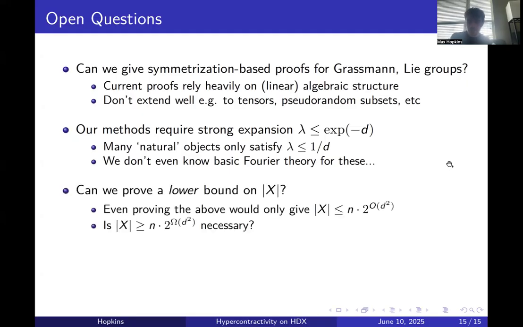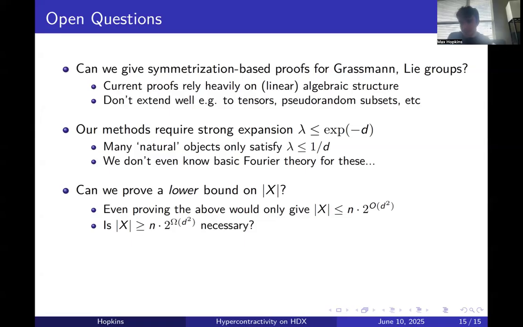Another natural question is whether we can prove lower bounds on the size of X, subsets of n to the d that are hypercontractive. Even if you manage to improve the above, this would still give subsets that are n times 2 to the O of d squared, rather than n times 2 to the O of d, like traditional pseudorandom subsets. And I wonder if this might actually be tight. Is there a way to prove a lower bound that n times 2 to the omega of d squared size is actually necessary for global hypercontractivity?